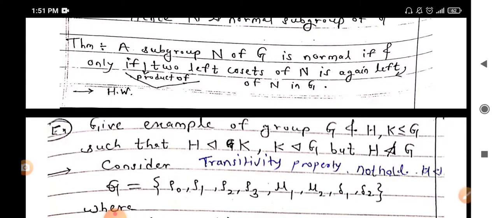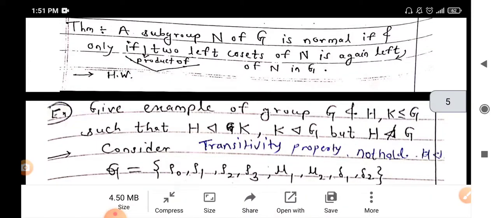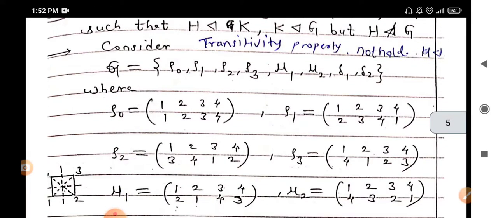Next example, a subgroup N of a group G is normal if and only if the product of two left cosets of N is again a left coset. Same proof as above. Next example, to check that normality is transitive, that is, give an example of a group G such that H and K are subgroups of group G, H is normal in K, K is normal in G, but H is not normal in G. That is, the transitivity property for the normality criteria does not hold. Now we prove by example.